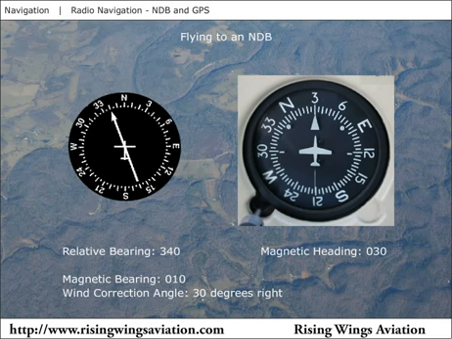So we want the ADF needle to show 30 degrees to the left. It shows 20 degrees left at the moment. Maintain this heading and wait. After a few moments, the needle begins to move to the left. When it shows 30 degrees to the left, we're back on our original bearing to the station.